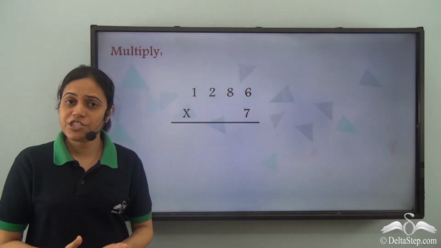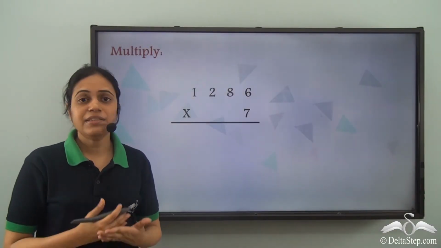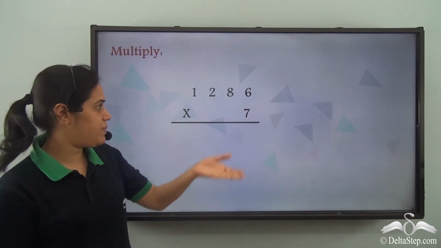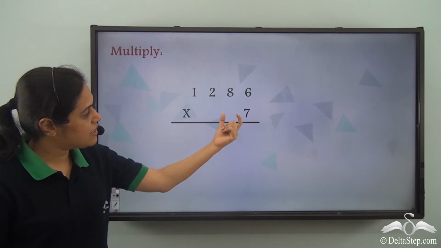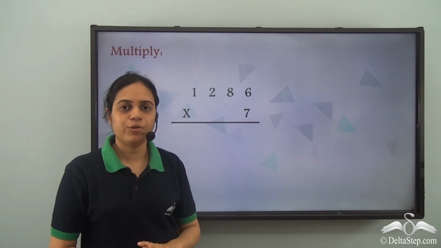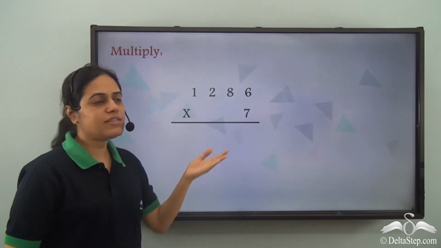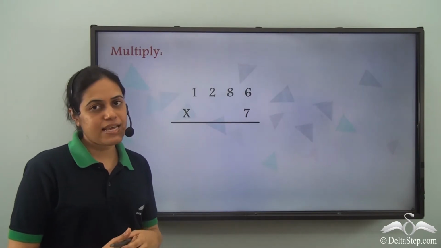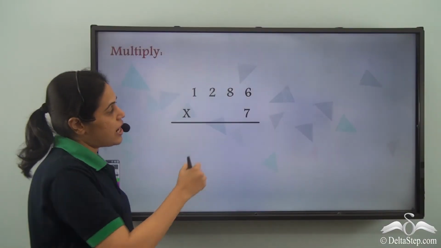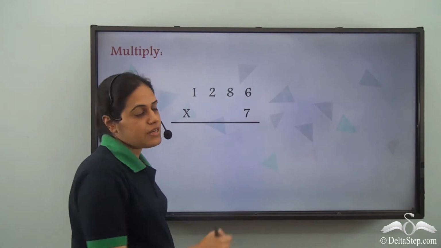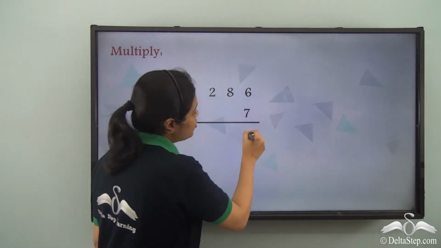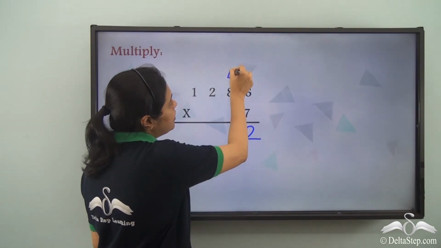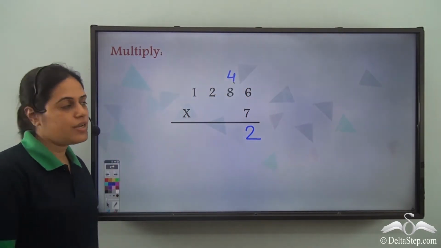And not just 3-digit numbers. By this method, we can also multiply 4-digit, 5-digit, any number of digits by a 1-digit number. So let us try and multiply this 4-digit number by 7. So first I need to start with the ones place. 7 into 6. 7 into 6 is 42. So I have 2 here, 4 carried.